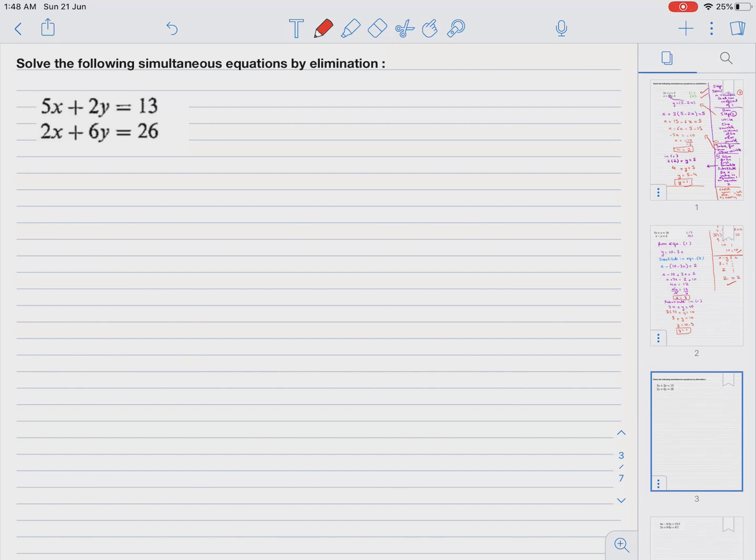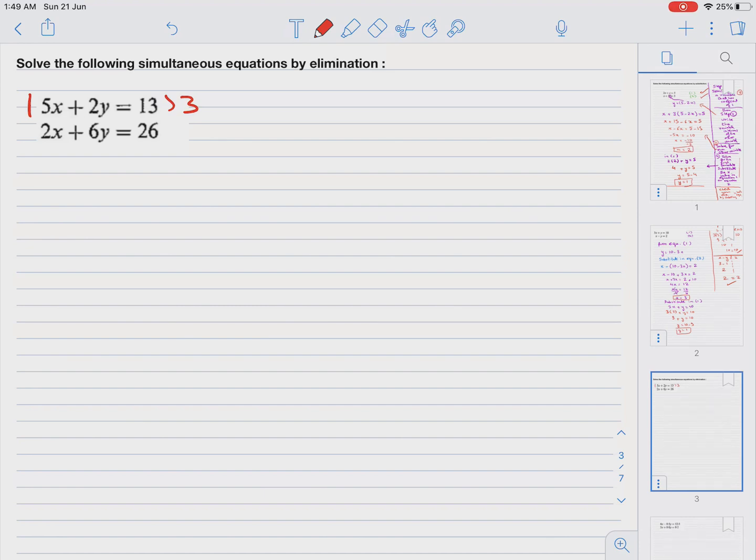If I multiply the first equation, all of it, by 3, I will not change the equation, because I'm multiplying on the right hand side and on the left hand side. So I didn't change the equation. It is exactly the same. Since you are multiplying the whole equation by the same number, it doesn't change the equation. I will have the coefficient of y be 6, like the second equation. So this is what I will do.